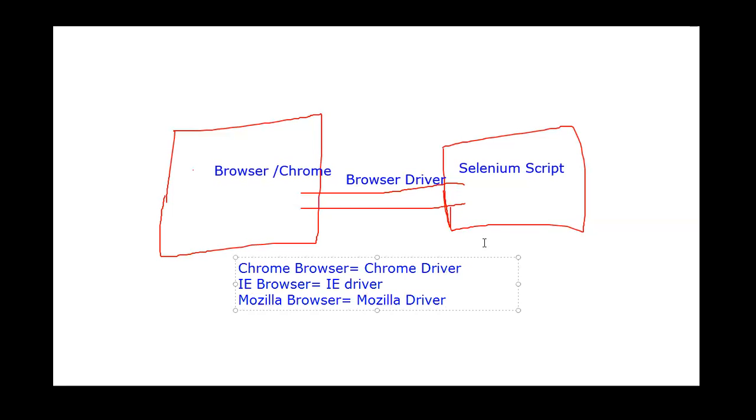Fine. So you understand why we use the Chrome driver, IE driver, Mozilla driver, right? Yes. To interact with any browser, we need one intermediary channel between the browser and the Selenium script. Correct? Yes. Fine.